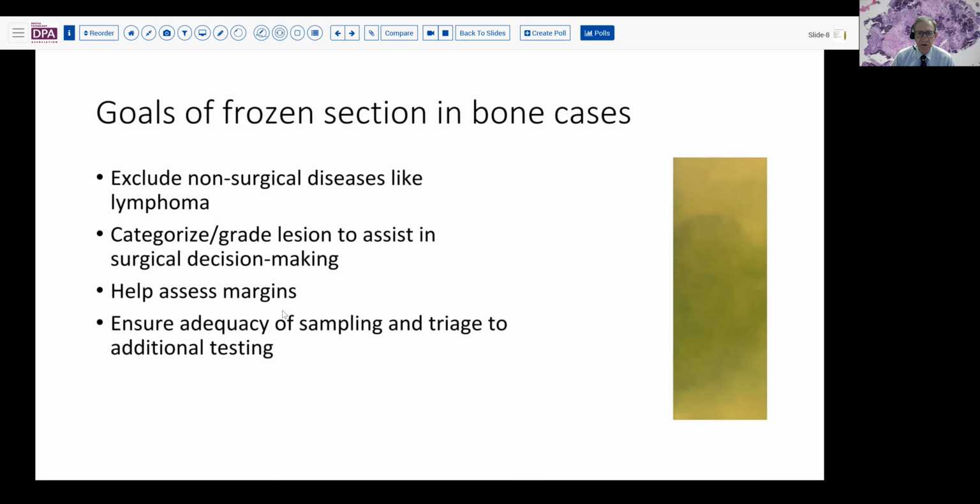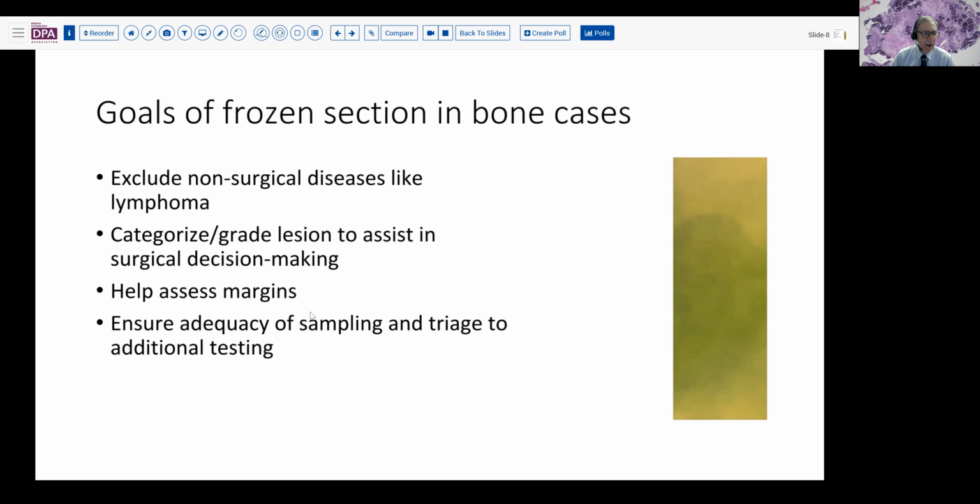In long bone resections, for example, sometimes we'll scrape a little bit of marrow and freeze that to assess margins, but you're never going to get an optimal evaluation of the margin. So again, radiography and gross evaluation are going to be more useful in terms of intraoperative assessment than a frozen section per se.